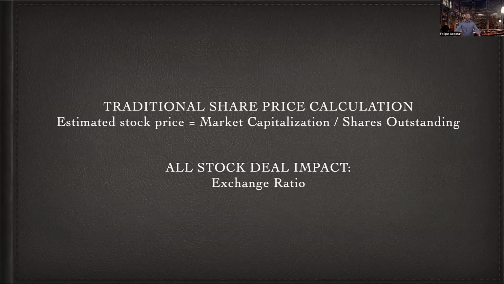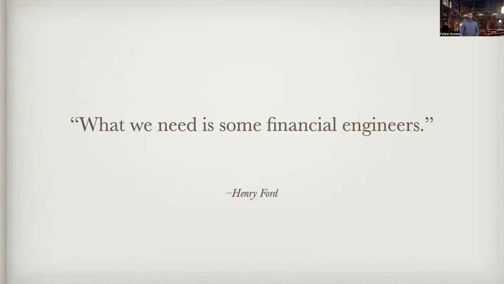So in a cash buyout merger acquisition, you would use the traditional share price calculation, which is what the estimated stock price would be. It's basically market capitalization divided by shares outstanding. And then in an all stock deal, you would use the exchange ratio, which is typically the exchange of X amount of shares of the acquiring company to the shareholders of the target company that's going to be acquired, right? So that's kind of how that works.